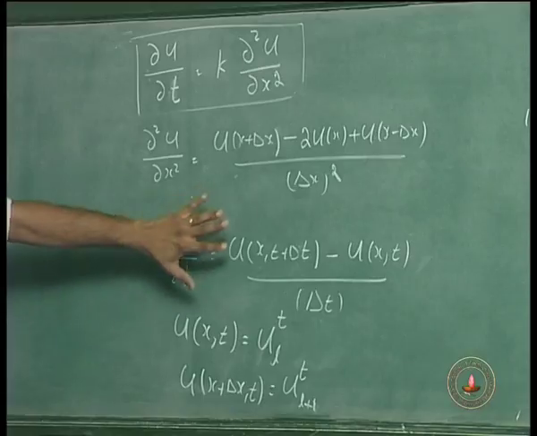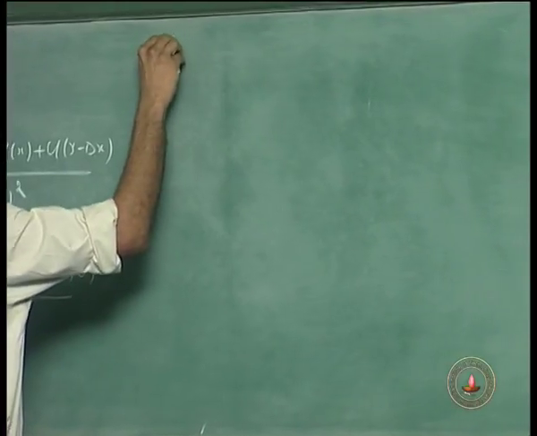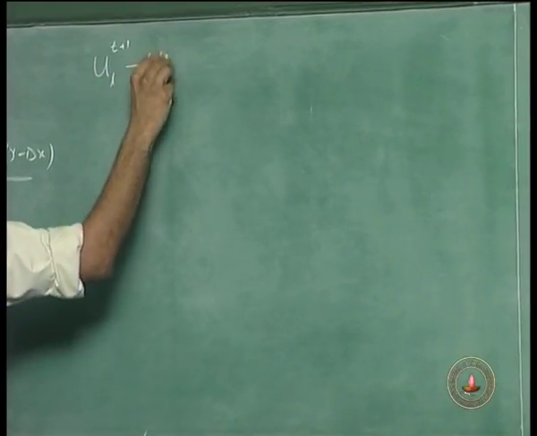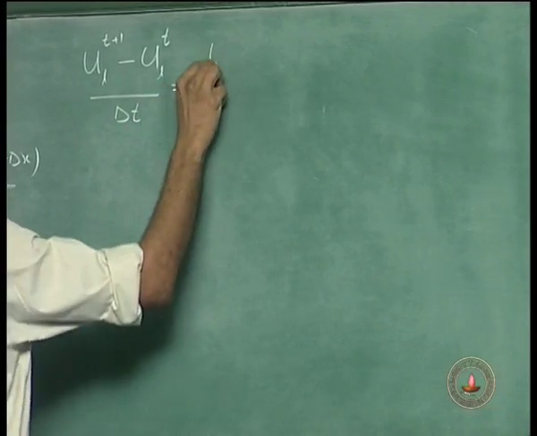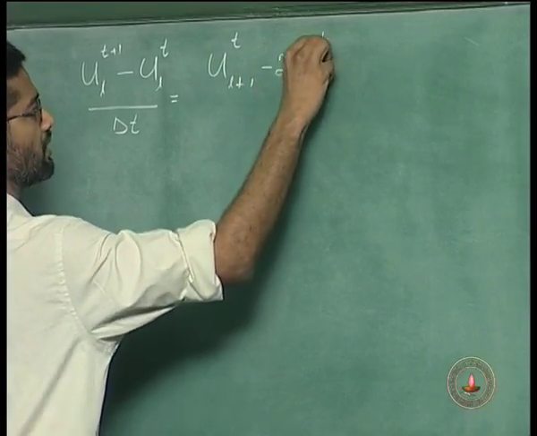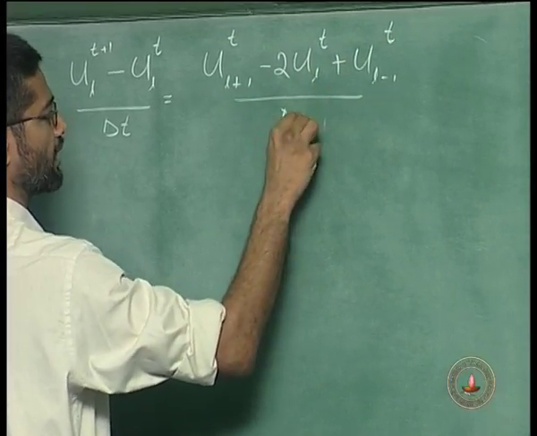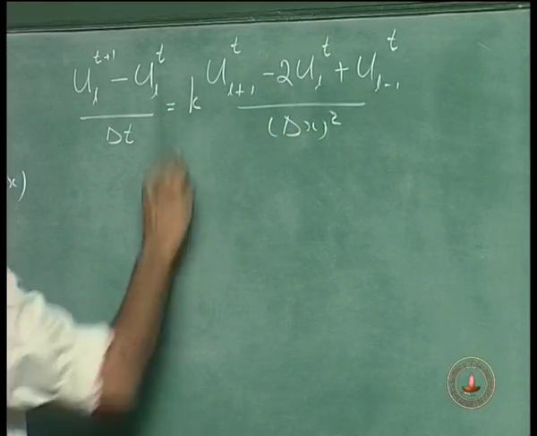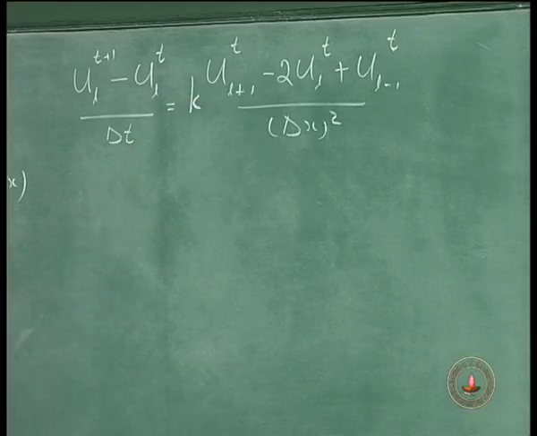So we are doing the explicit method, so all this is evaluated at time t. So what do we get if you do that? We are going to get u_l at t plus 1 minus u_l at t, divided by delta t, is equal to u_(l+1) at t minus 2 u_l at t plus u_(l-1) at t, divided by delta x squared, and there is a coefficient here, which is k. So that is the equation we have.